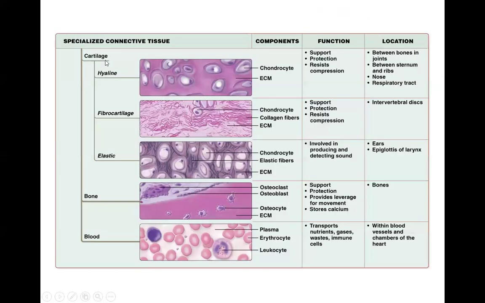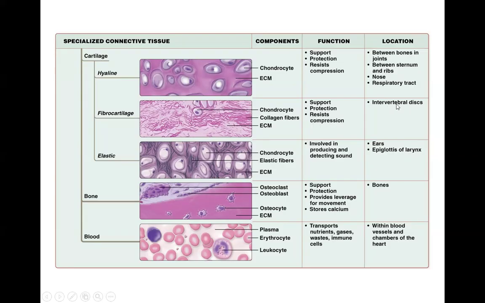So, summary of the specialized connective tissue. That is your cartilage, your bone tissue, and your blood tissue. The cartilage is made up of hyaline cartilage, fibrocartilage, and elastic cartilage. So hyaline has chondrocytes. These are your chondrocytes, and that's your extracellular matrix. It supports, protects, and resists compression between the bones. It is found between the bones in the joints, between the sternum and the ribs, in the nose and the respiratory tract. The fibrocartilage is made up of chondrocytes, collagen fibers, and extracellular matrix, which support, protect, and resist compression.